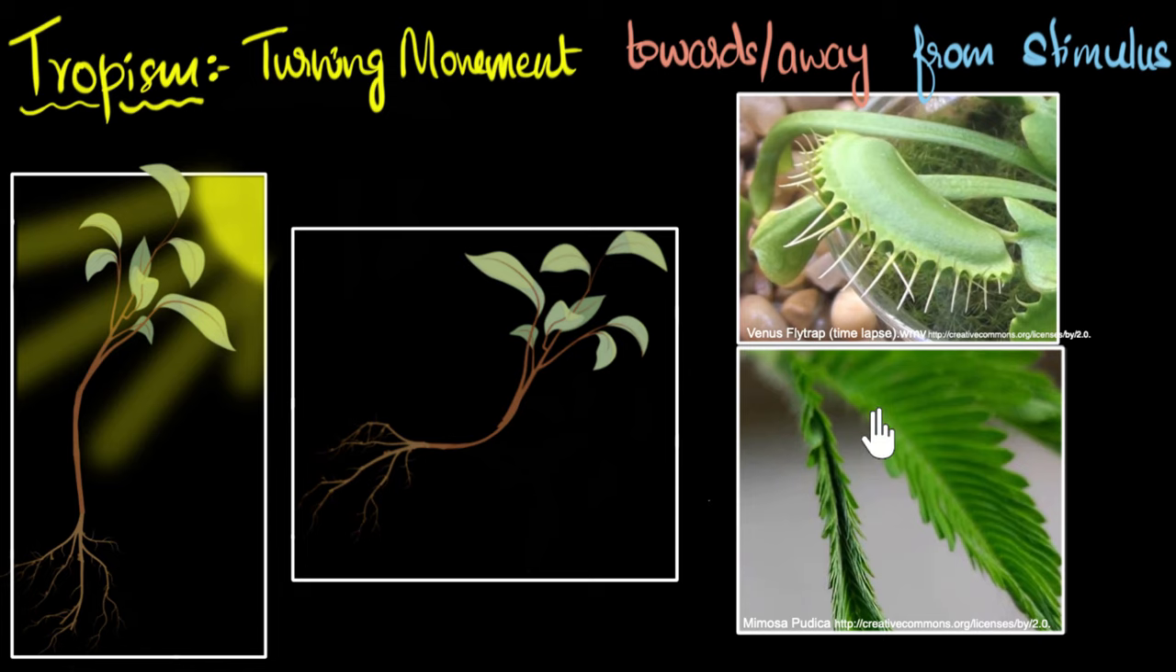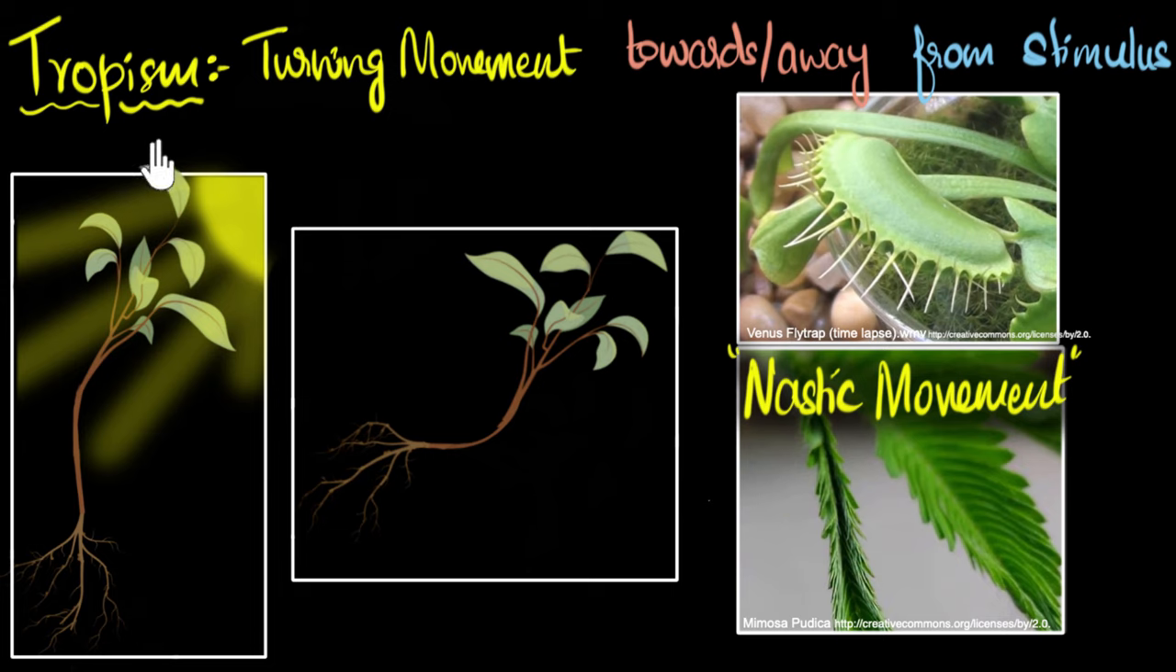So these movements, which do not depend on the direction of the stimulus, are often referred to as nastic movements of plants. So the major difference between these two movements is that tropic movements or tropism depend on the direction of the stimulus, as we saw here, but nastic movements do not depend on the direction of the stimulus. Another difference is that usually tropic movements are growth-related movements. We see growth in plants, as you can see over here, and we'll see more examples. But in nastic movements, we don't usually see growth in plants. Anyways, we don't have to worry too much about nastic movements, so let's get rid of this.